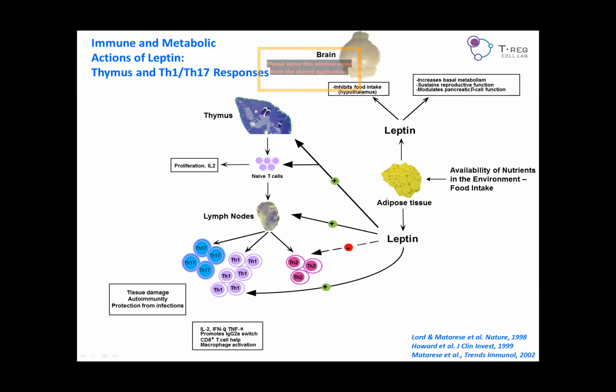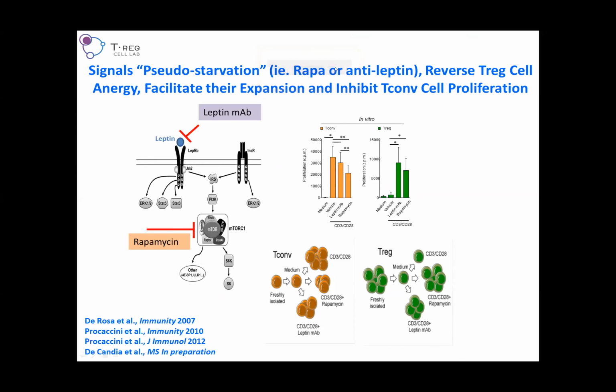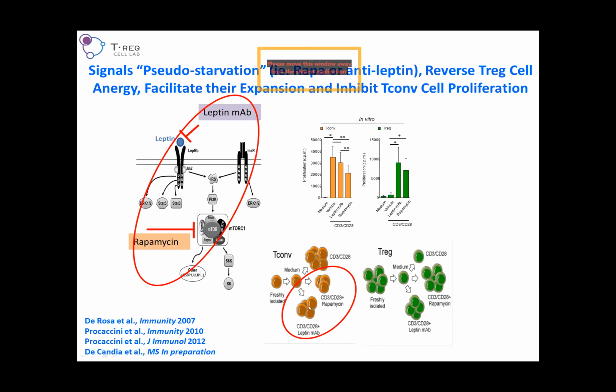Which drugs can limit the production of leptin? Well, drugs like rapamycin or leptin blocking antibodies have the same effect, because either leptin signaling per se or mTOR activation, which is linked to the leptin receptor, is a signal of starvation or pseudo-starvation, because we are not directly starving the individuals. We were very surprised to observe that if I starve the system with either anti-leptin antibodies or rapamycin, I can reduce proliferation of conventional or effector T cells, because I am starving their capacity to respond. But at the same time, with these drugs, I could reverse the anergic state of regulatory T cells in vitro.